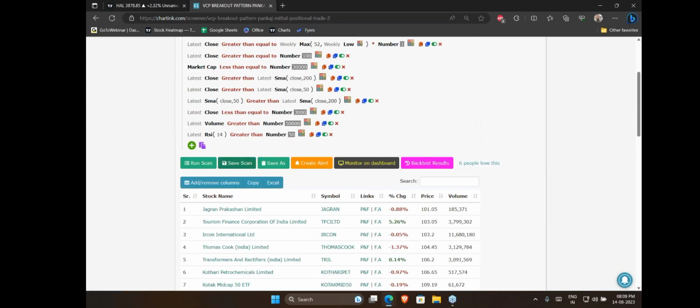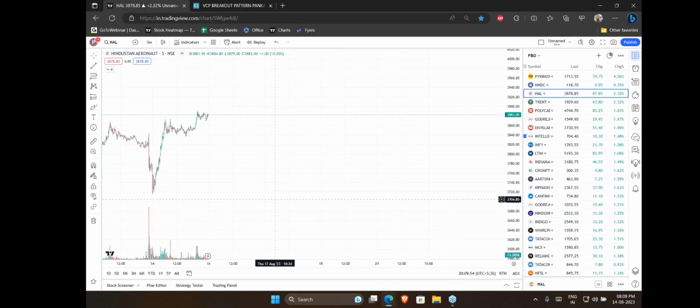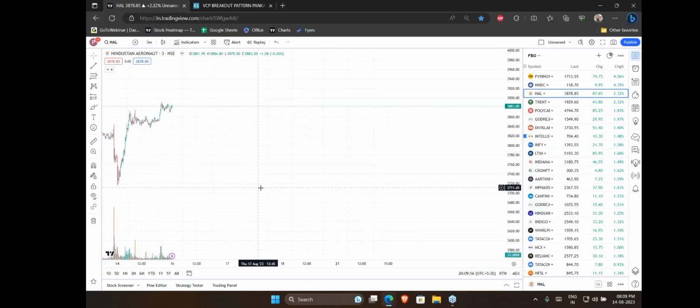Okay. Now market cap should be less than equals to number 30,000 crore. Why 30,000 crore? Can anybody tell me? Why we need a market cap which is around 30,000 or less than 30,000 crore?